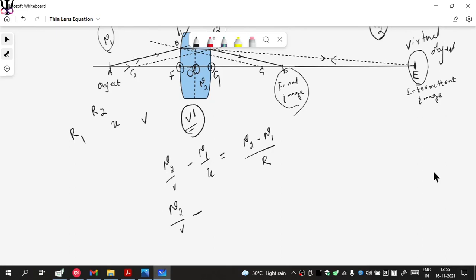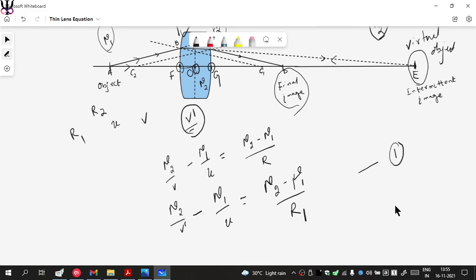We take that image distance as V dash. So in this case it will be mu2 upon V dash minus mu1 upon U, the same original object is still there, which is equal to mu2 minus mu1 by R1, the first spherical interface that has a curvature R1. So this is our first equation.